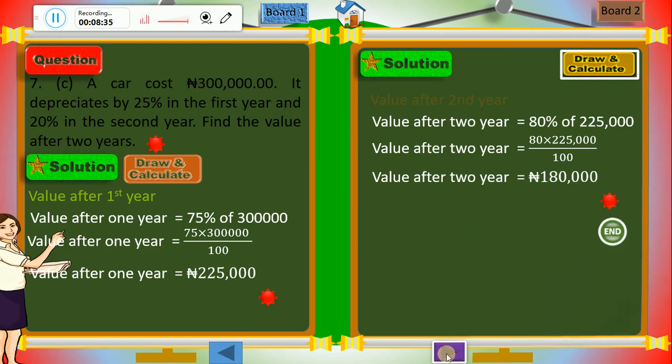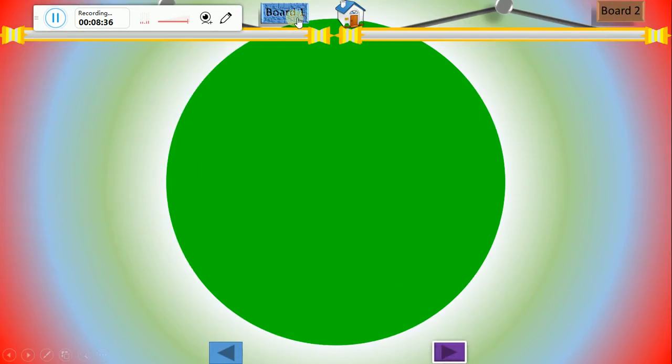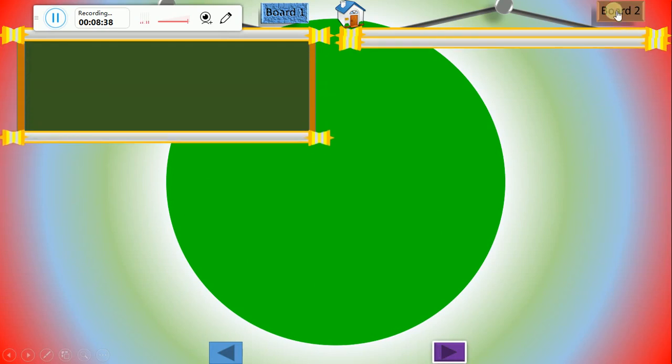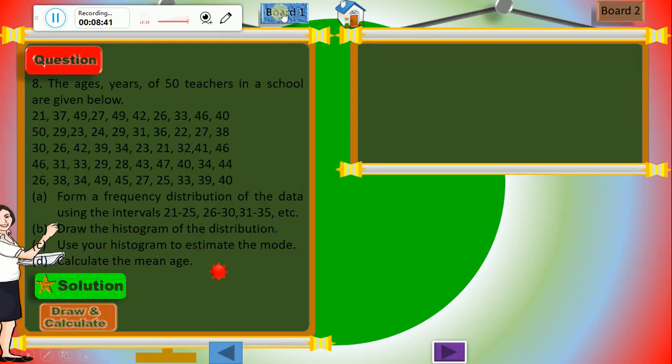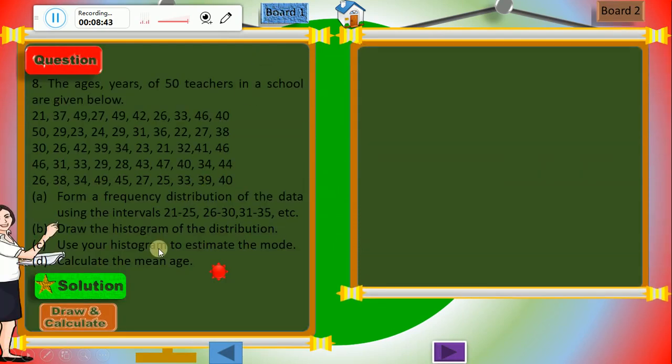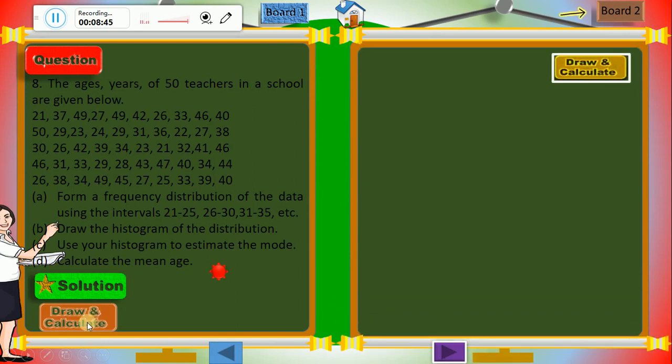We now move to question number 8. This question is on statistics.